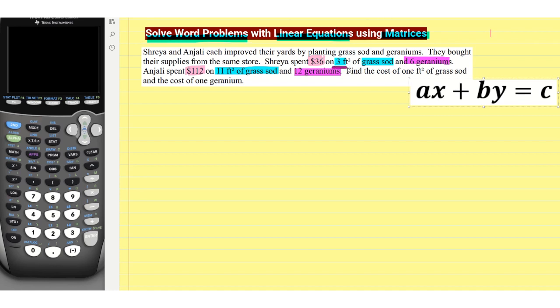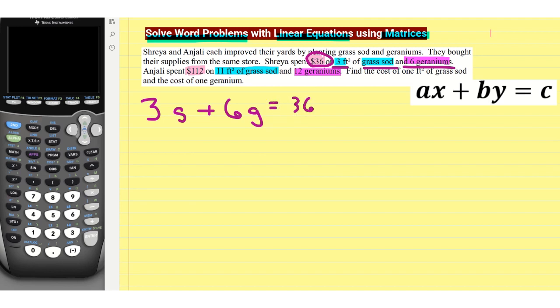So we have 3 units of the grass sod. We're going to call that sod. And then we also have 6 geraniums. So 3 units of sod plus 6 geraniums, and the total cost for that was $36.